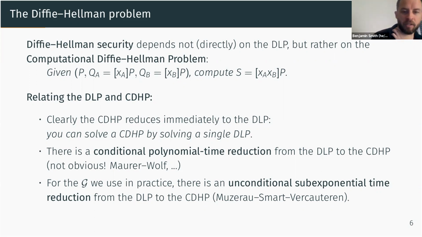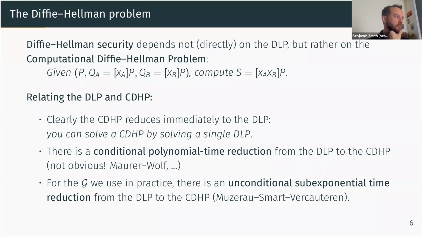And in the other direction, it's not at all obvious how to go backwards. If you had an algorithm that solves Diffie-Hellman problems for you, how do you use it to compute a discrete log? We know that the Diffie-Hellman problem is no harder than the discrete log because we have this immediate reduction. But going in the other direction, you want to know that the Diffie-Hellman problem isn't massively easier. So there is a conditional polynomial time reduction, and I put it in the bonus track of the part 1 slides, if you want to look into this in more detail.